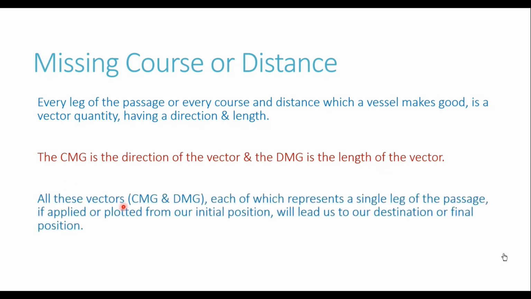All these vectors, which are basically course made good and distance made good, each of which represents a single leg of our passage, if applied or plotted from our initial position, will lead us to our destination or final position. So this is the basic concept which we use to find the missing course or distance or a missing position.